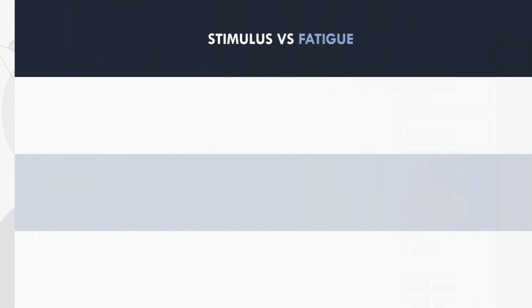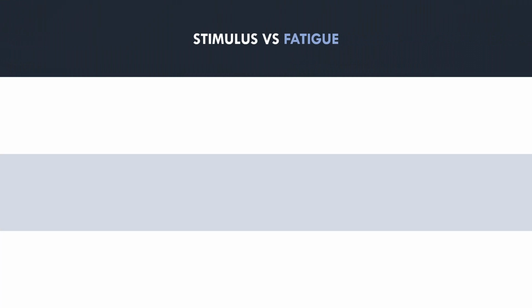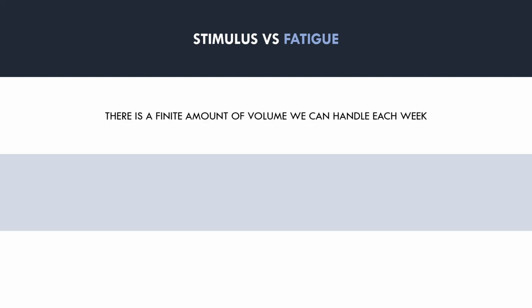Now that we understand what the stimulus to fatigue ratio is, the question now becomes, why should we even consider this concept for hypertrophy training? Why should we care about this ratio? Shouldn't we only be concerned with a hypertrophic stimulus? Well, unfortunately, we all have a limit to how much volume we can handle throughout the week. We know that volume is a primary driver of hypertrophy, so we ideally want to be able to tolerate higher training volumes to promote muscle hypertrophy.